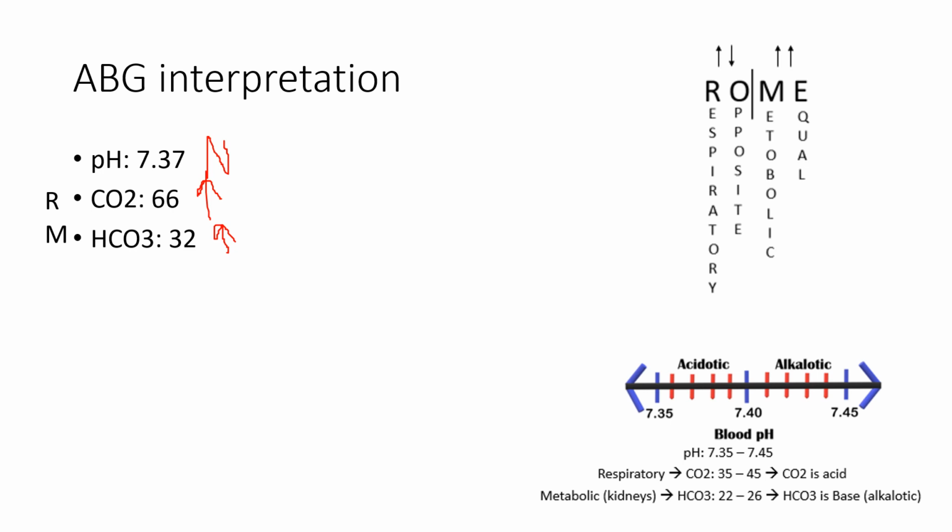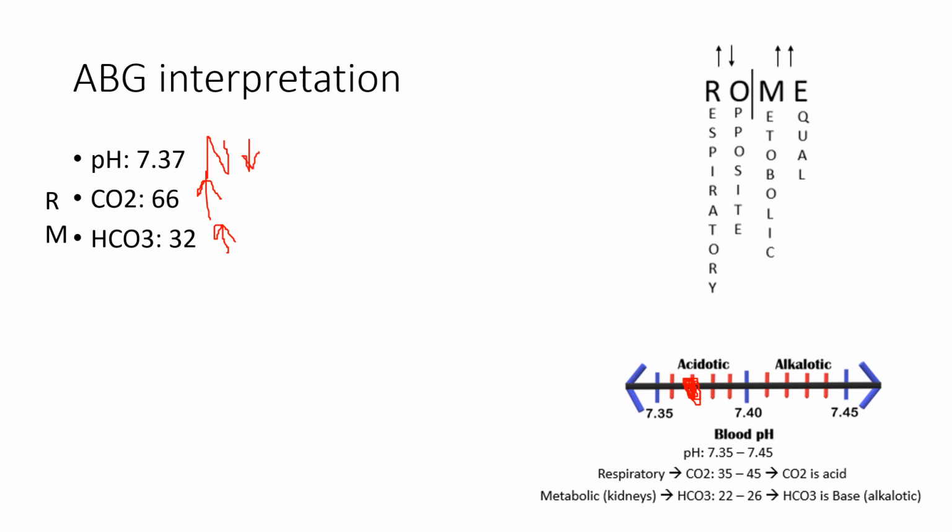So when we look at this 7.37, we can come down here and we look at our number line. And we can plot that right here on the number line. So looking at that, we see it's in the acidotic range. So I'm going to say that it's on the low end of normal. So I'm going to do an arrow down.